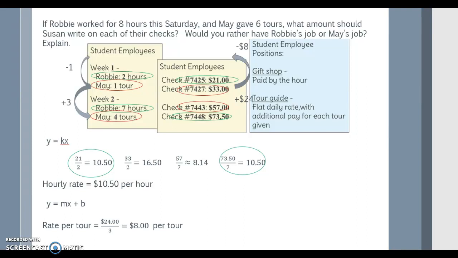And if we go back 1 tour, from 1 tour to 0 tours, and take $33 minus her $8 per tour, that would mean that she gets $25 for a flat rate. So the equation for Robbie is $10.50 times the number of hours he works, and the equation for May would be $8 times how many tours she gives plus the flat rate of $25. If we were to plug in, let's say, 8 hours for Robbie, he would make $84. If we did 6 tours for May, we would get 8 times 6 plus 25, so $73.